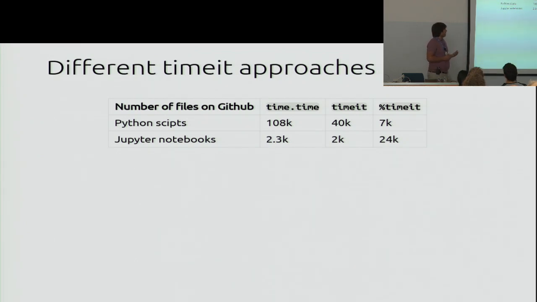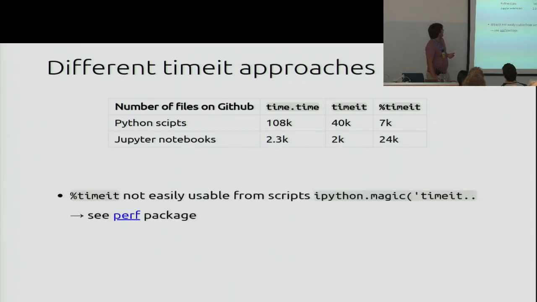The reason it's a bit difficult to use the IPython magic timeit is that in a script, if you want to use it, you need to import IPython, create an instance, and then call something like the IPython magic timeit, etc. So this is not very straightforward. And if you do your benchmarks in scripts, that's not very nice.